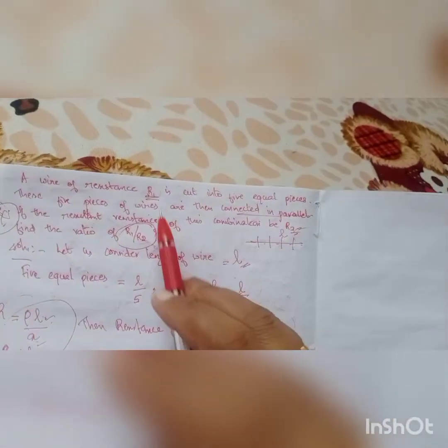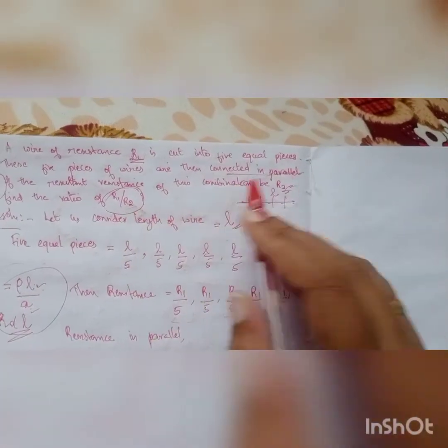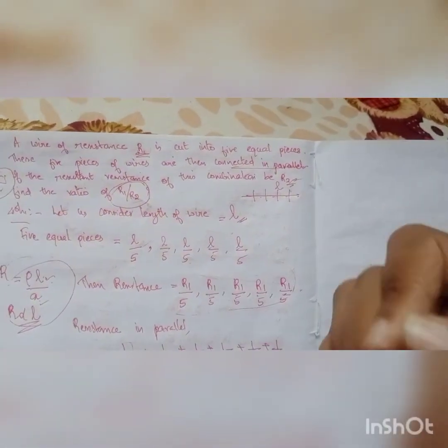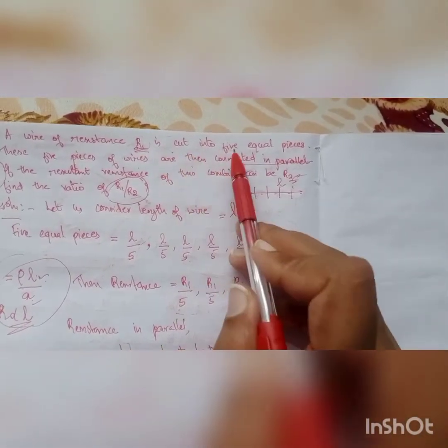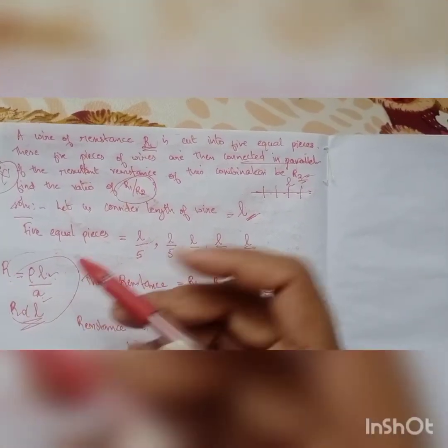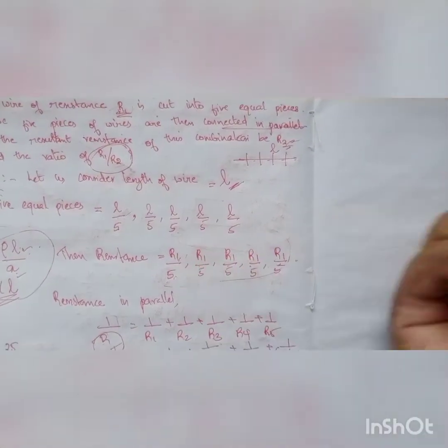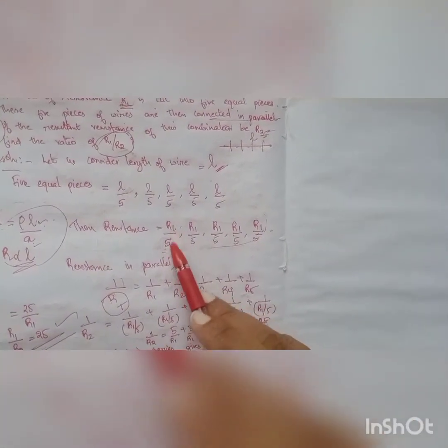So hope this is clear. I'll explain it once again. Given that a wire of resistance R1 is cut into 5 equal pieces, and these 5 pieces of wire are connected in parallel, and the resultant is R2. You need to find the ratio between R1 and R2. Here we consider the length of the wire as L. Since it is cut into 5 equal pieces, each piece will be L by 5. And we know resistance is directly proportional to length. So if the length is divided by 5, then the resistance value will also be divided by 5. So we have 5 resistors, each of value R1 by 5.